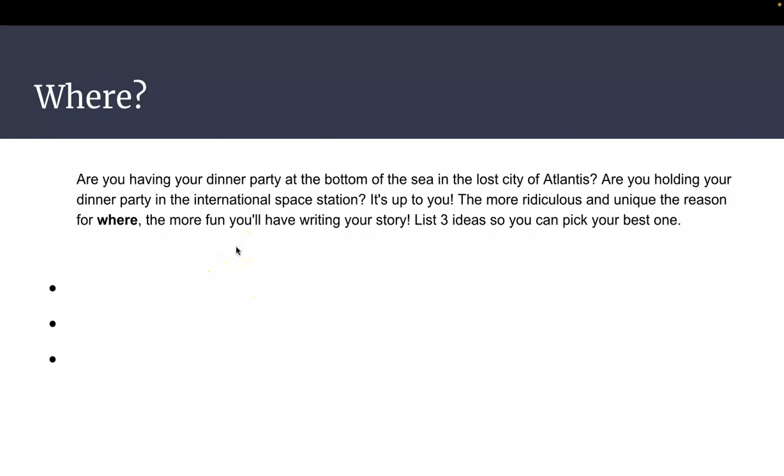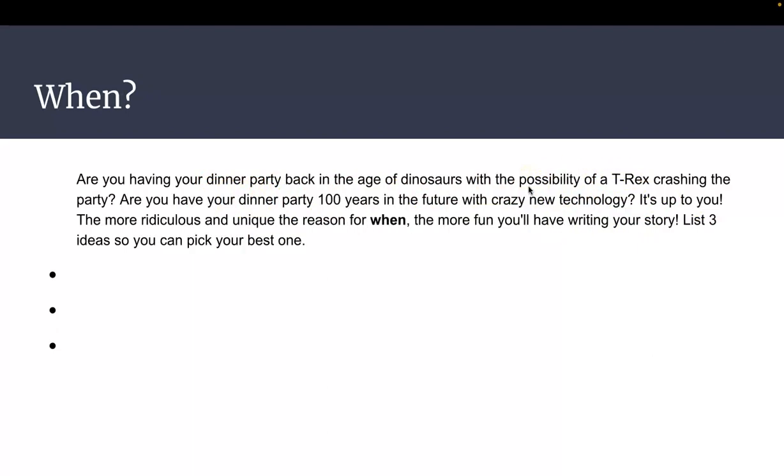Then you're going to think about where, because the weirder the idea for where, the more fun it's going to make it. So maybe you're having your dinner party at the bottom of the sea in the lost city of Atlantis. Maybe you're holding your dinner party in space, in the International Space Station. But again, if it's kind of weird and ridiculous and unique, you're going to have a lot more fun writing the story. And then for when, you can get really creative too.